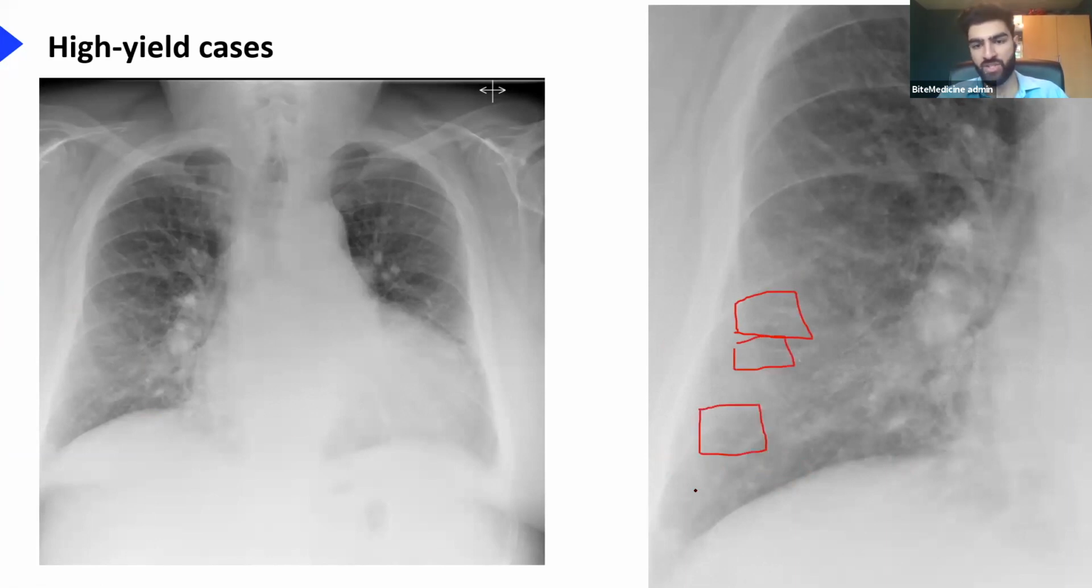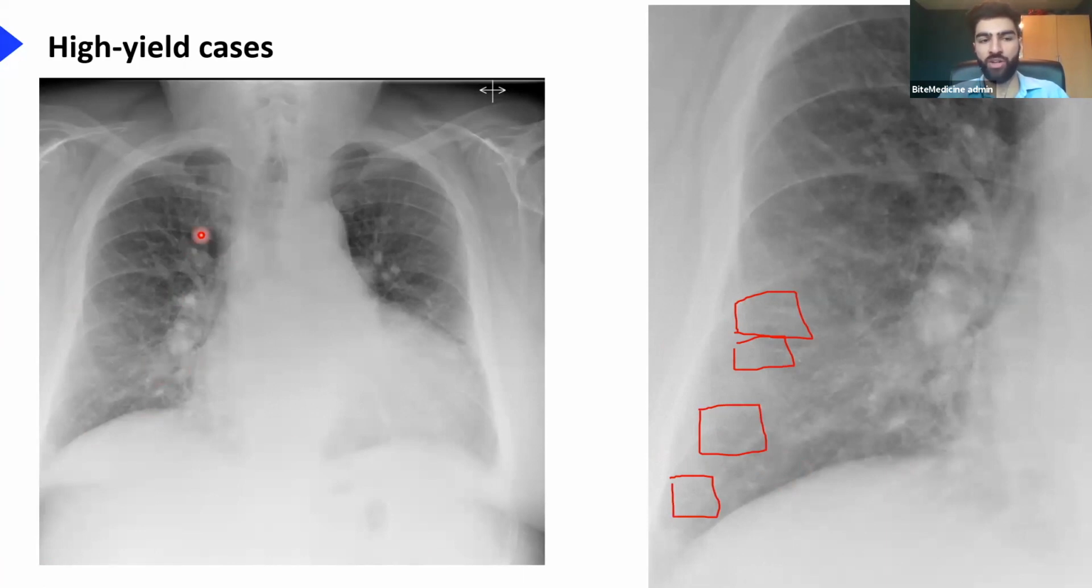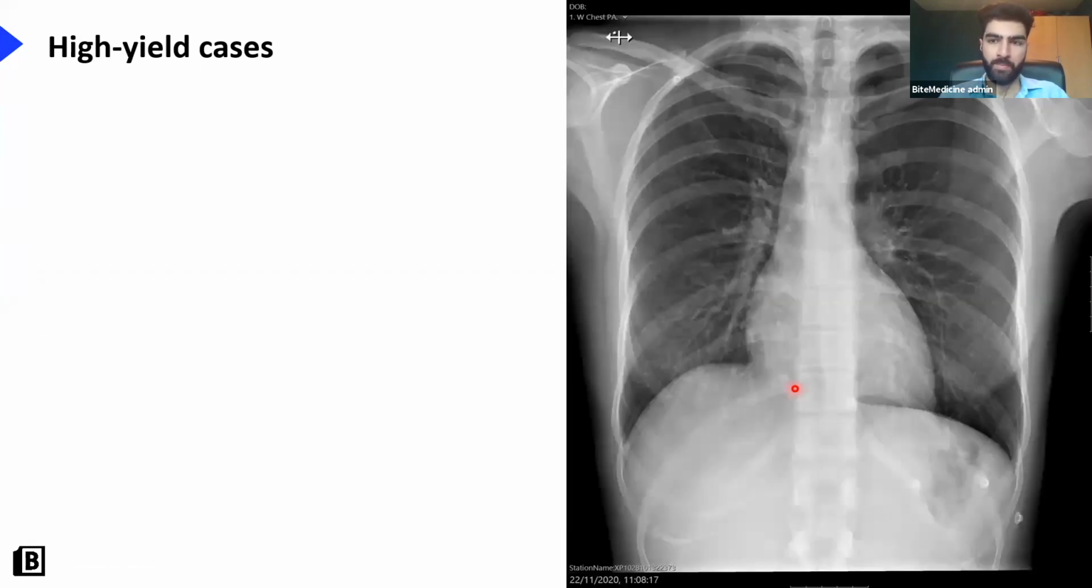They're very faint horizontal lines in the peripheries, and they are evidence of fluid collecting in the interstitium. So that's interstitial fluid, whereas the bat wings appearance is fluid in the alveoli. So fluid in the alveoli, fluid in the interstitium. And these are curly B lines. Okay, diagnosis.